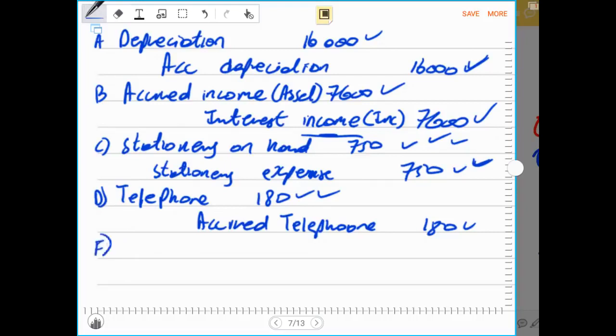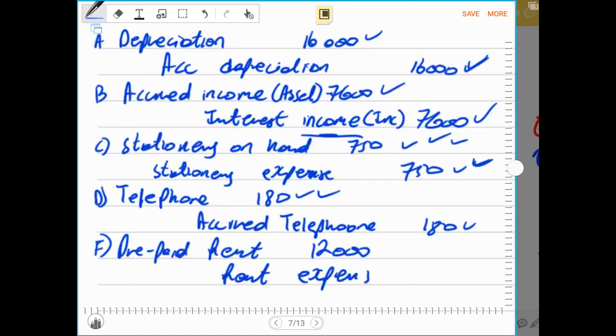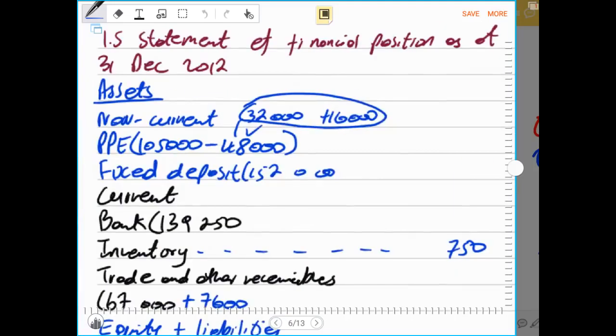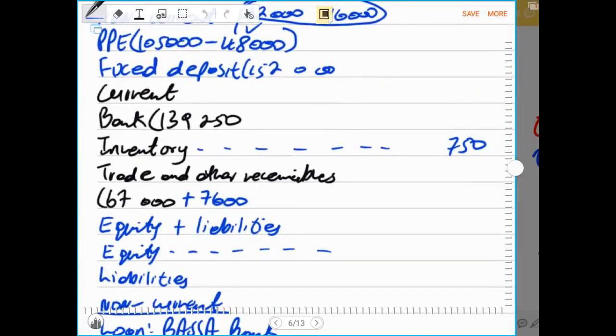Number F. Then we debit prepaid rent. Remember, prepaid expense is an asset. Then we credit our rent expense, and the amount is 12,000 rands. So now our 12,000 must be recorded under our current assets, under trade and other receivables, because the amount was paid and is still ours. It is receivable. So 12,000 will be recorded under trade and other receivables as plus 12,000 rands.